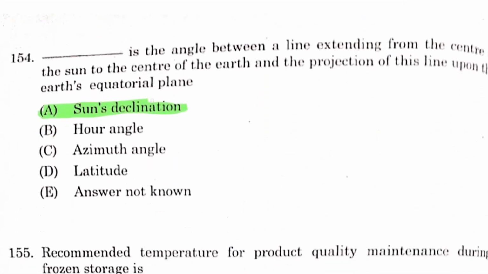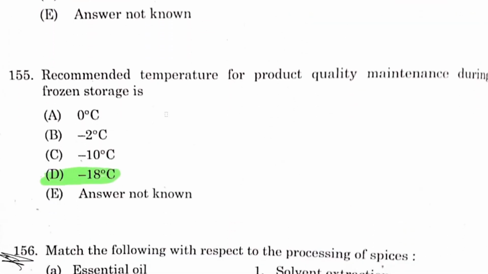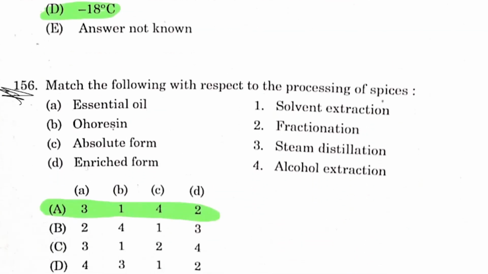Next question is question number 154. The angle between the line extending from the center of the sun to the center of the earth and the projection of this line upon the earth's equatorial plane is the sun's inclination. Next, the recommended temperature for product quality maintenance during frozen storage is minus 18 degrees Celsius.